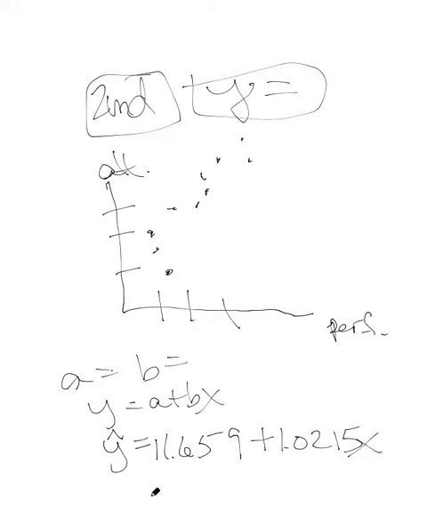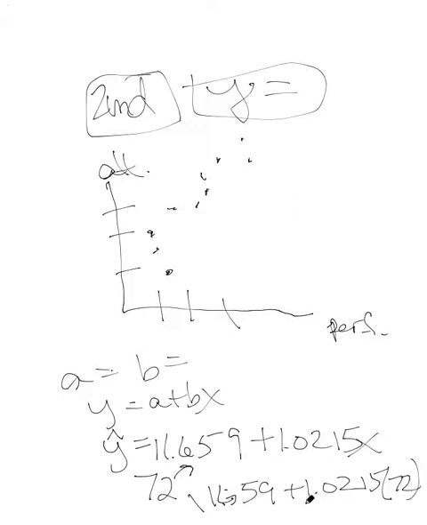So if a performance score is 72, I'm going to just plug it into this equation. So I'll get 11.659 plus 1.0215 times 72, and then I get just over 85, 85.207, so I'll just make that 85.